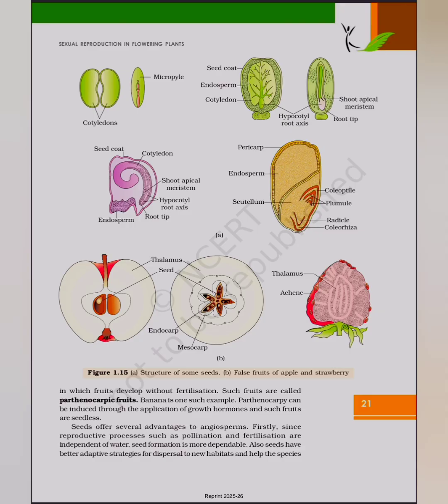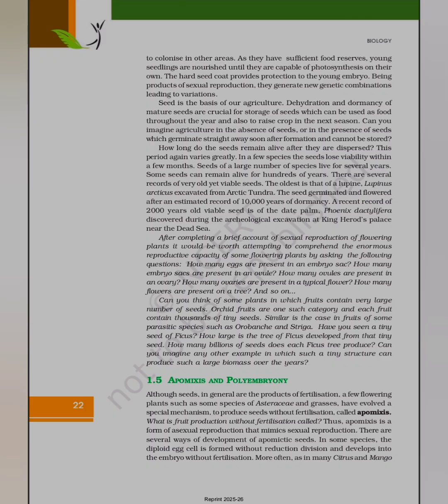Seeds offer several advantages to angiosperms. Firstly, since reproductive processes such as pollination and fertilization are independent of water, seed formation is more dependable. Also, seeds have better adaptive strategies for dispersal to new habitats and help the species to colonize other areas. As they have sufficient food reserves, young seedlings are nourished until they are capable of photosynthesis on their own. The hard seed coat provides protection to the young embryo. Being the product of sexual reproduction, they generate new genetic combinations leading to variations.